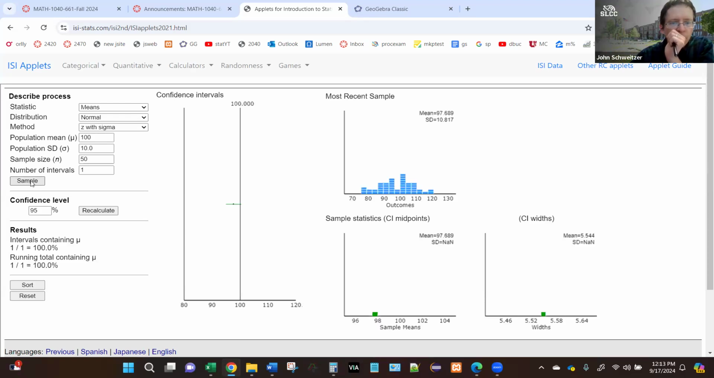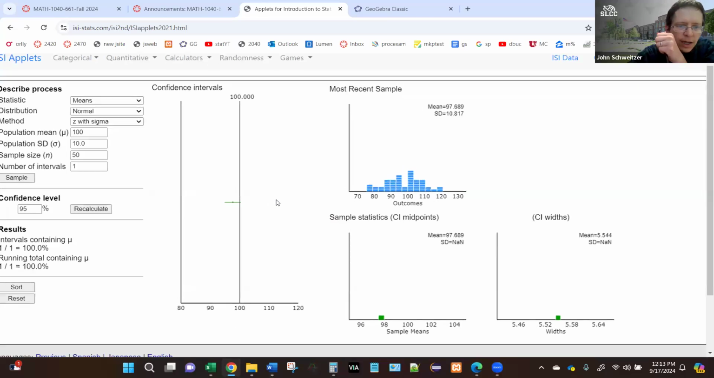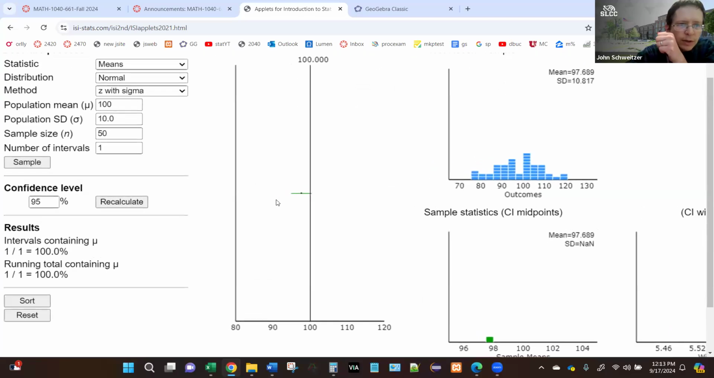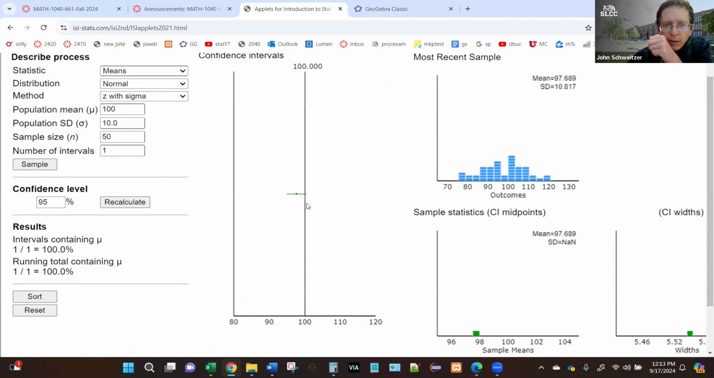Okay, so I hit sample, and what do we get? We get the center line, which is the parameter that we're trying to capture. It's kind of tiny. Let me see if I can make that a little bit bigger here. But I think you can tell that, yeah, it does capture the parameter. It almost missed, but it did get it, right? So it's green. If I do that again, we get another one. You can see they're kind of bouncing around a little bit because they're based on a point estimate from a sample. So most of the time it works. If it's a 95% confidence interval, we'd expect it to work about 95% of the time.